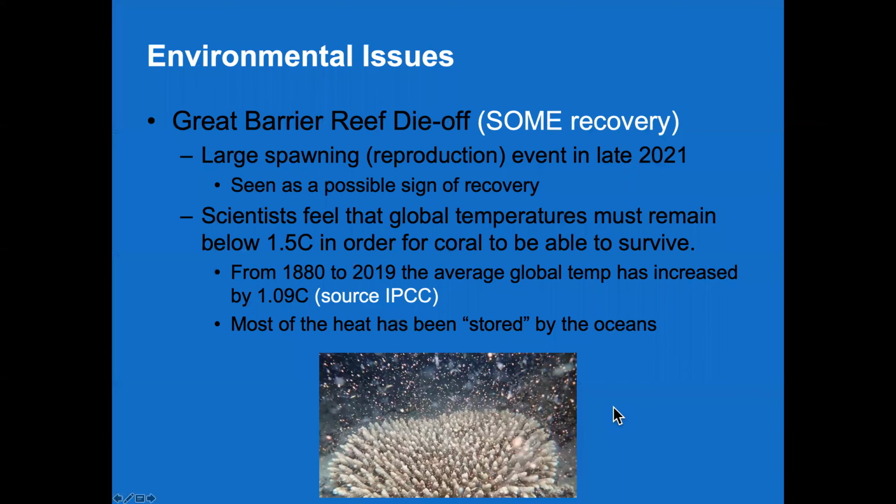Now, there's good news. There's been some recovery. As of late 2021, there's been a large spawning or reproduction event, which is seen as a possible sign of recovery. And this is what a spawning event looks like. It looks like a snowstorm, basically. Scientists feel that global temperatures must remain below this 1.5 in order for coral to survive on large scales. Of course, there's more to coral survival than just temperature. Acidity is another issue.